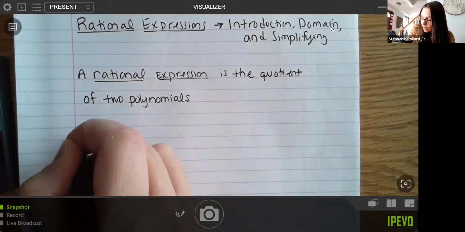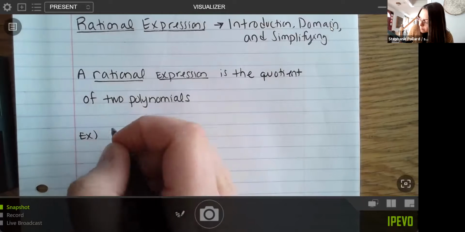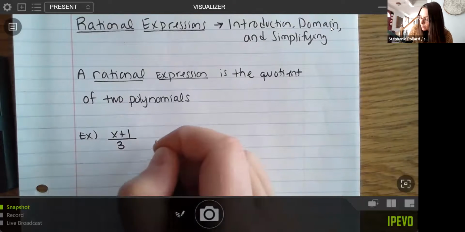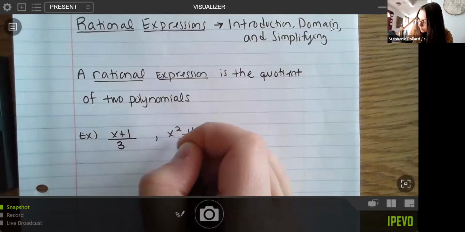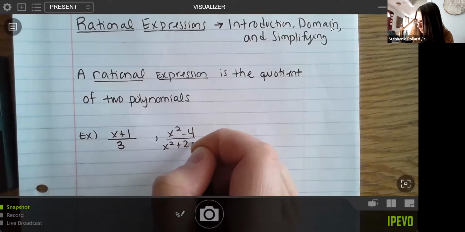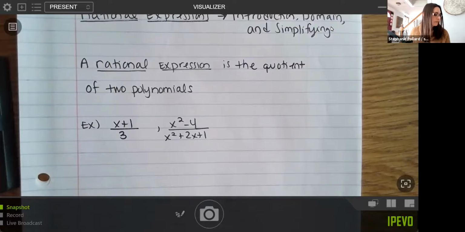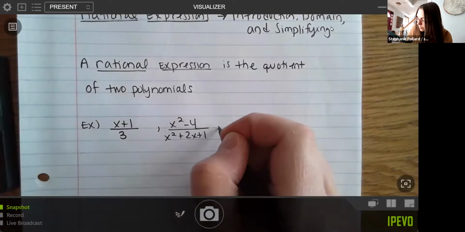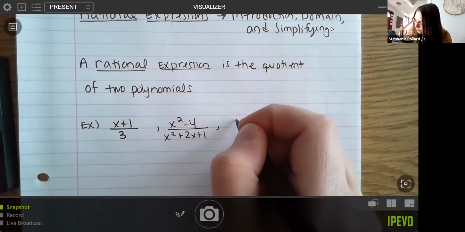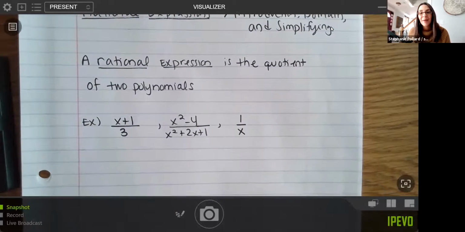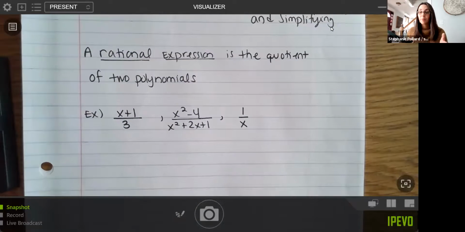So for example, you could have something like this. Or something like this, a little bit more complicated. Even something like this, something more simple. So anything that kind of looks like a fraction but has polynomials in the numerator and or denominator is going to be a rational expression.